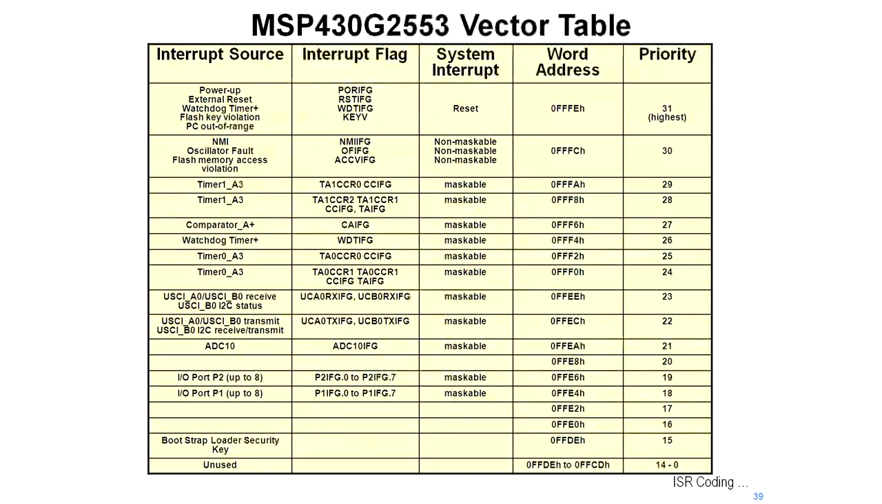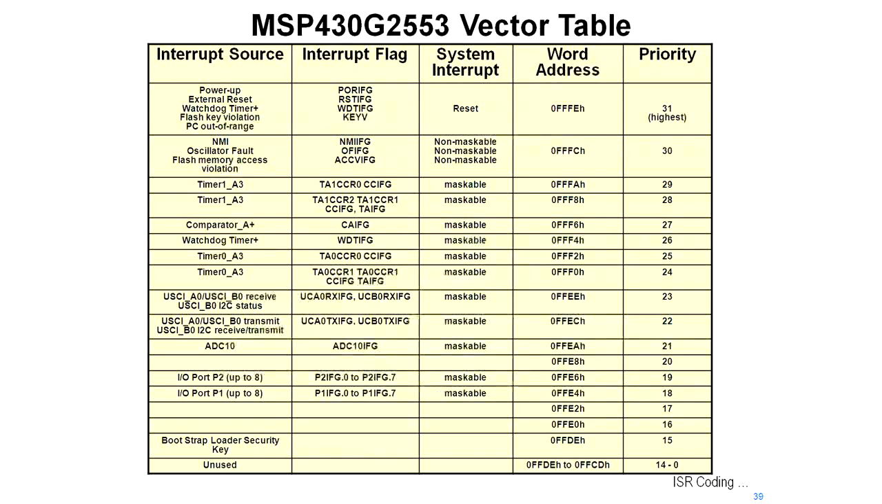The G2553 vector table looks like this. Starting at the top at FFFE, in order to program that in, that's FFFE and FFFF. You'll see that the reset interrupt is there. The power up, the external reset, the watchdog timer, a flash violation, the PC out of range will all generate a system reset interrupt. That is at 31, the very highest priority on the device.